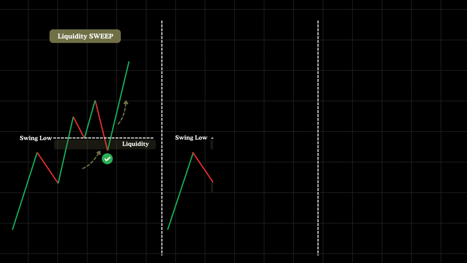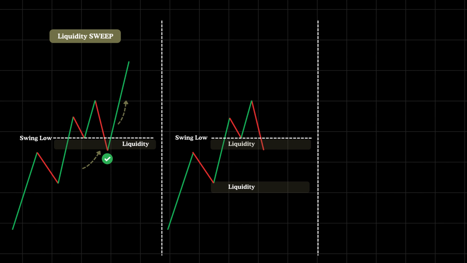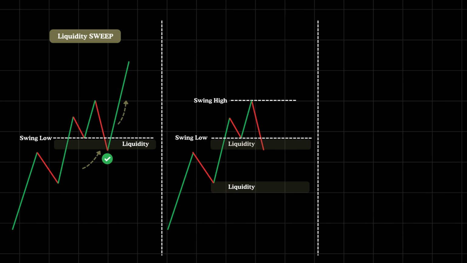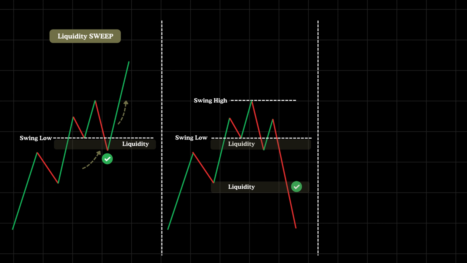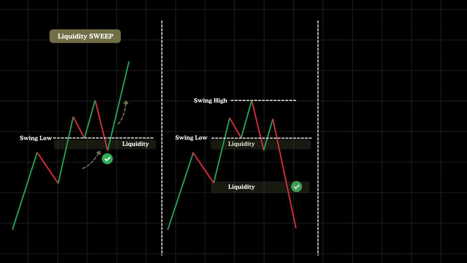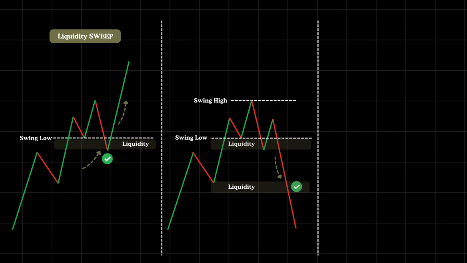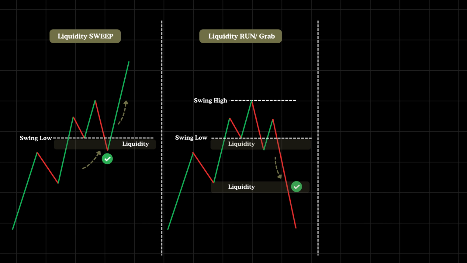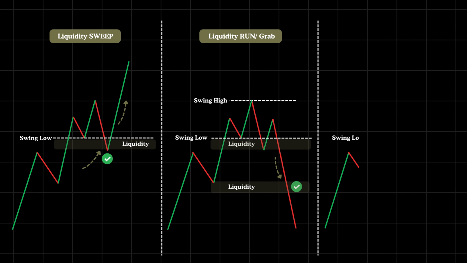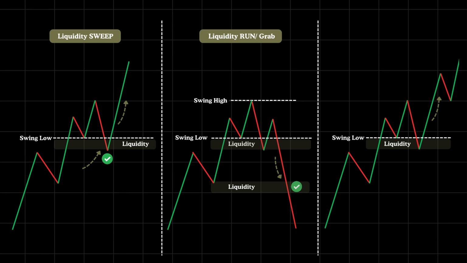However, after sweeping liquidity below, many times the price, instead of breaking its old swing high and going upward, continues moving downward in the opposite direction of its trend, hitting retail traders' stop losses at each level and carrying on lower. Since the price here eliminates liquidity in one direction without pausing, we call it a liquidity grab or liquidity run.